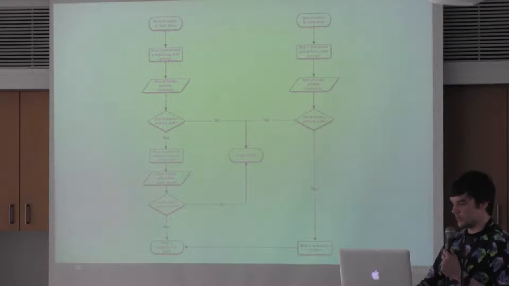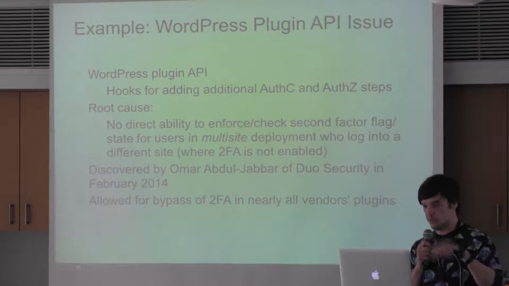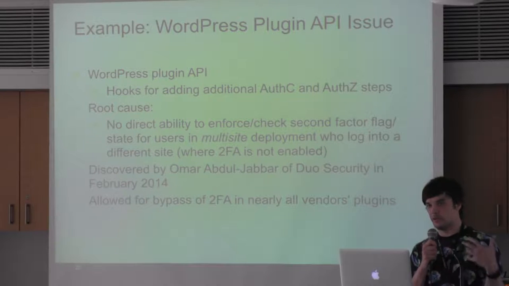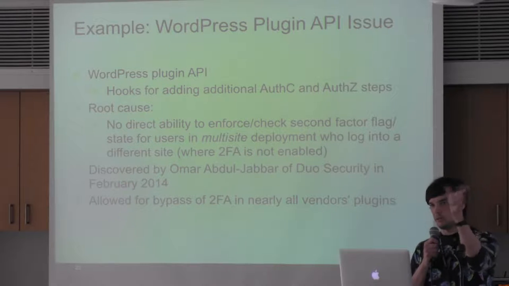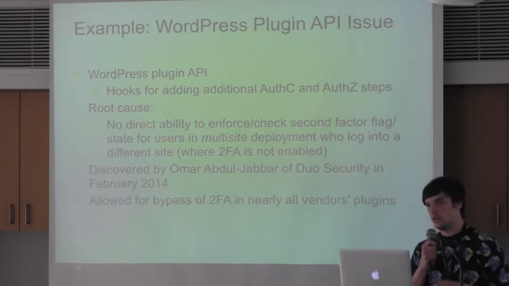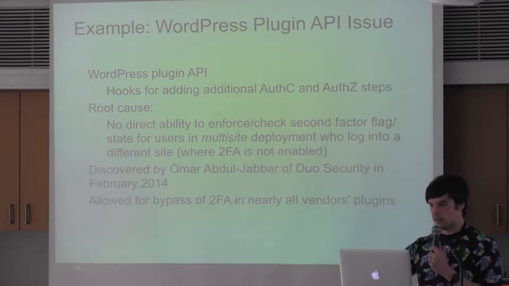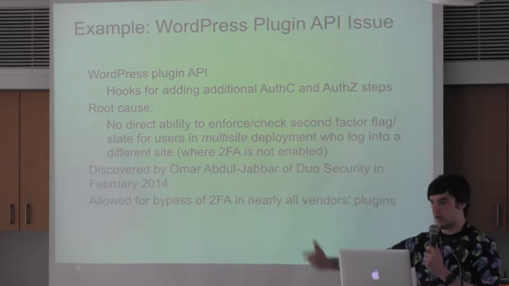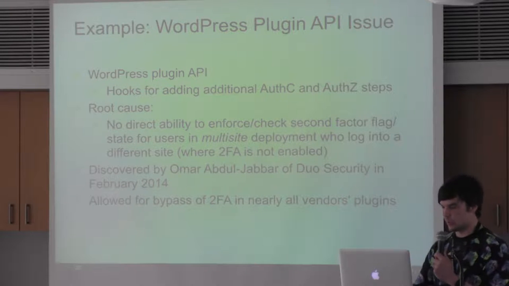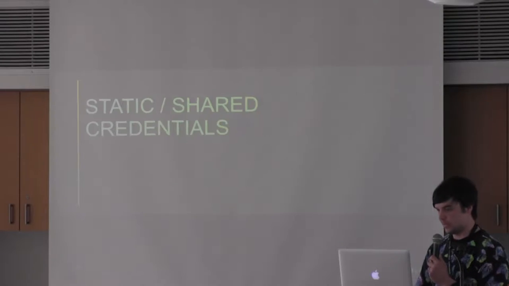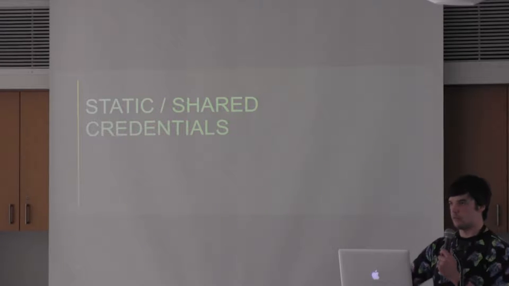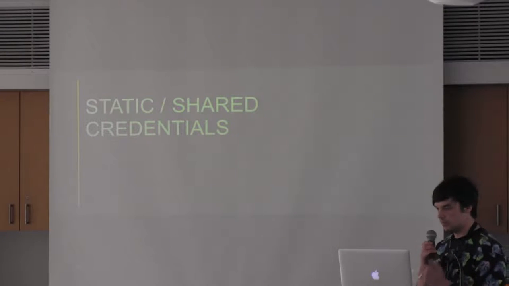So the underlying issue was that in multi-site deployments, the plugin API didn't present a way to directly track any sort of second factor or hooked auth routine. It was a hack to get it to set a new cookie value and constantly compare that with every step. So it was really kind of funky, but that is an alternate path. I think it was kind of cool. And it affected pretty much anyone who had a WordPress second factor auth plugin.